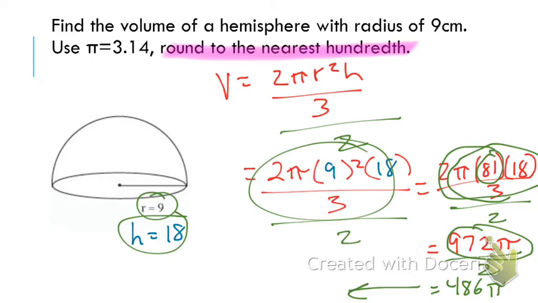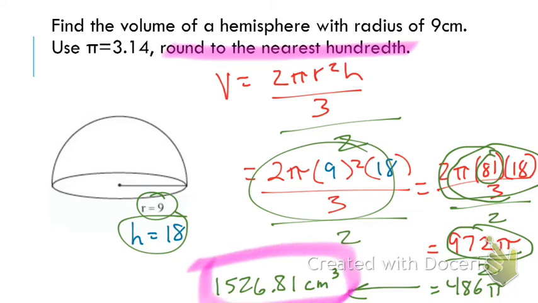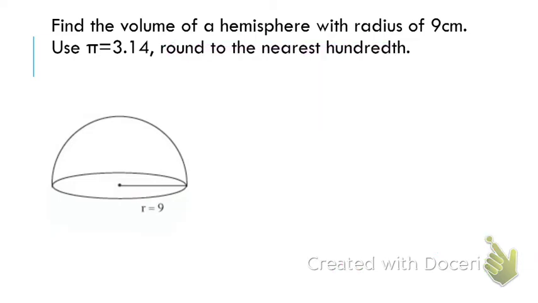And then it says to round to the nearest hundredth, so on my calculator I get 1,526.81. And then this is going to be how many units? Centimeters. So I'm going to say centimeters cubed. Okay? And there's your final answer. Let's move on to the next one.